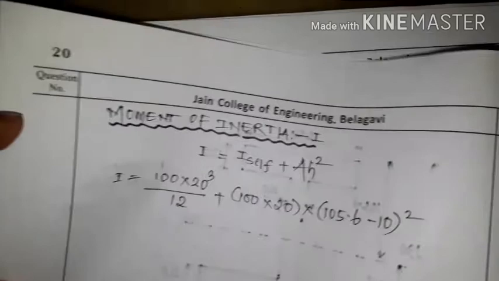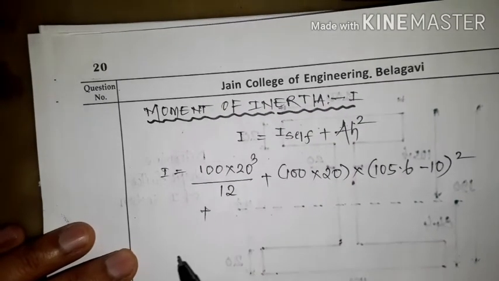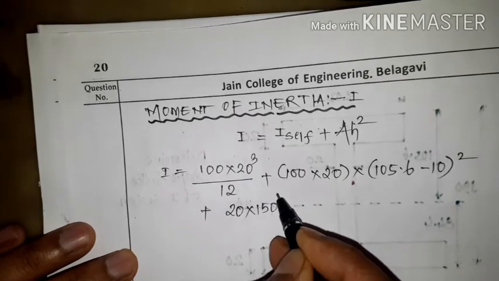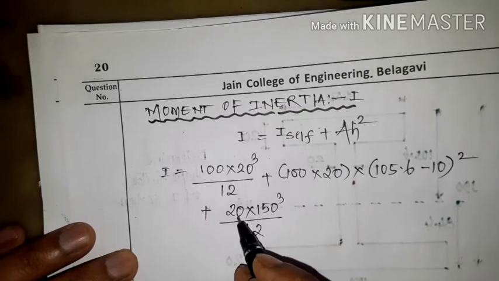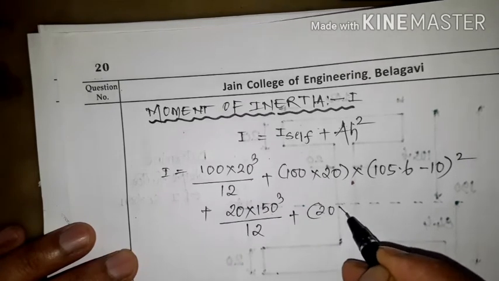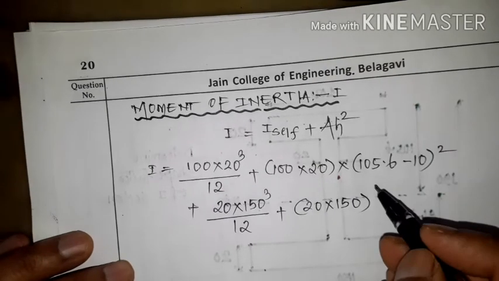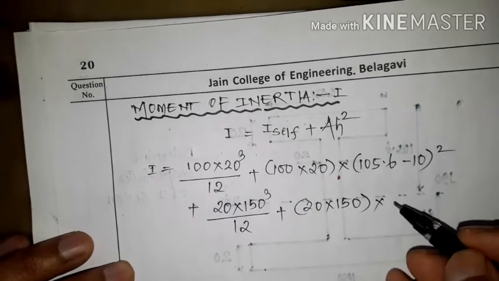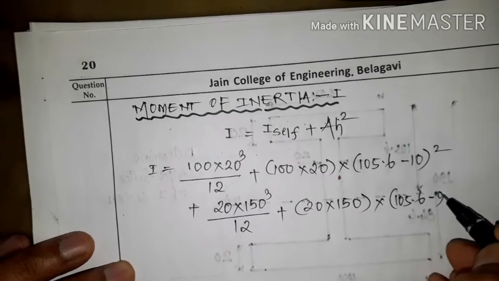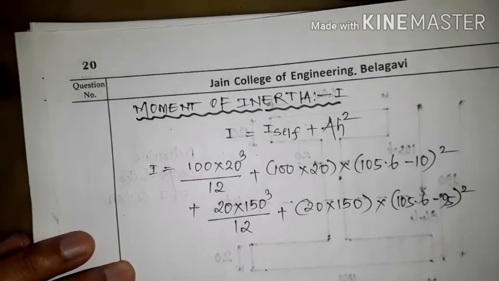Now next, plus for the web. B is 20 into depth 150 cube by 12, BD cube by 12, plus area 20 into 150, I plus A h square. So h is 105.6 minus 95 squared. So how is it now?